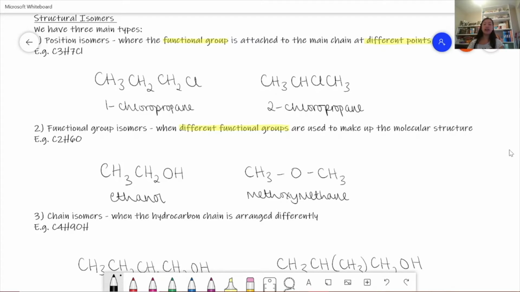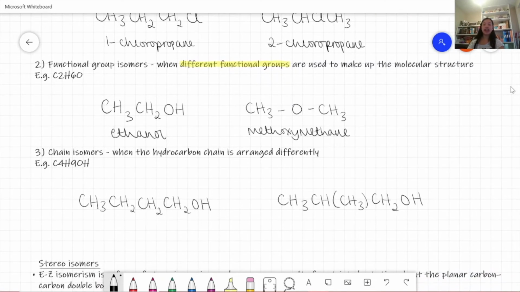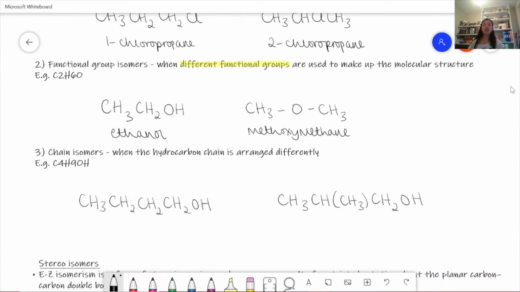And then the third and final type of structural isomer we have is a chain isomer. And this is when the hydrocarbon chain is arranged differently. And so, for example, for C4H9OH, we could have a straight chain alcohol. So this is butan-1-ol, because the OH is attached to the first carbon, and there's 4 carbons, so it's a but.